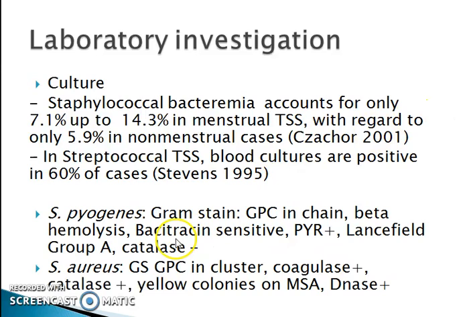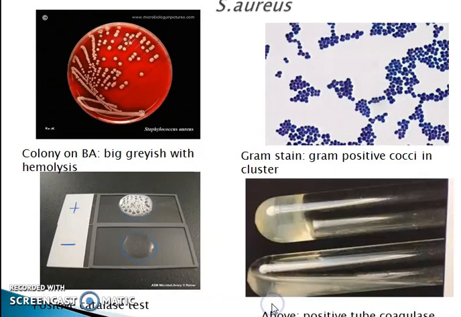And for identification, for Streptococcus pyogenes, usually the gram stain is gram-positive cocci in chains with beta hemolysis on blood agar, bacitracin sensitive, PYR positive, Lancefield group A, streptococcal oxide test, and catalase negative. However, for Staphylococcus aureus, the gram stain shows gram-positive cocci in clusters with coagulase positive, catalase positive, yellow colonies on mannitol salt agar, and lipase positive. These are the laboratory features for Staphylococcus aureus.